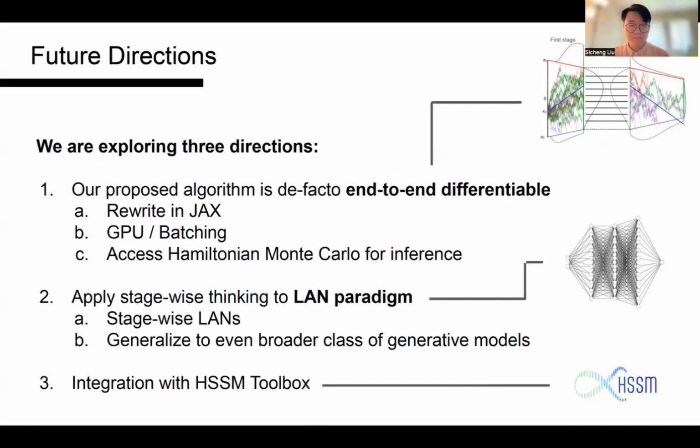Future work can include the following. First, as mentioned before, our algorithm is end-to-end differentiable, so we plan to write it in JAX to enable automatic differentiation, so that gradient-based optimization methods can be used for maximum likelihood, and we can also explore Hamiltonian Monte Carlo for Bayesian inference. We also plan to explore putting it on GPU for better parallelization performance. We are also working on combining this idea with the likelihood approximation network paradigm to get a state-wise LAN to generalize to an even broader class of generative models. Finally, everything about this work will be integrated with the HSSM toolbox to facilitate its use by this community.